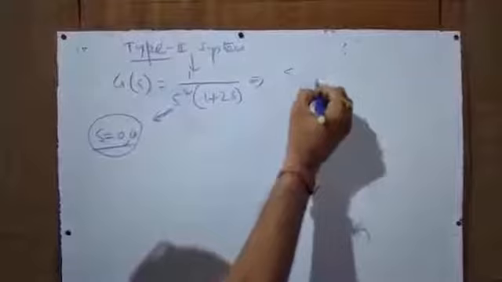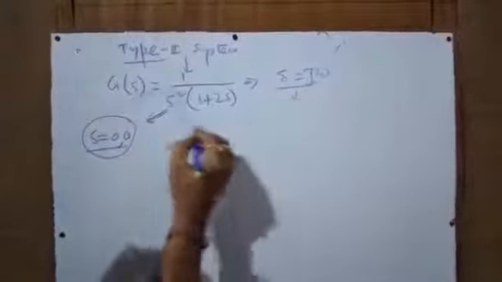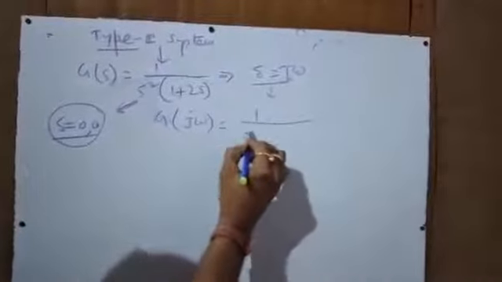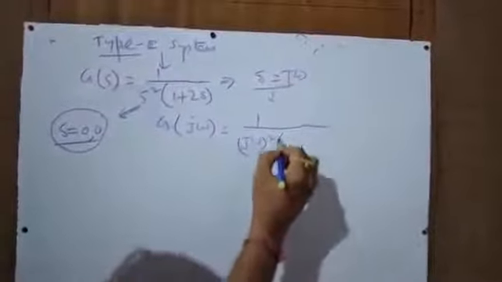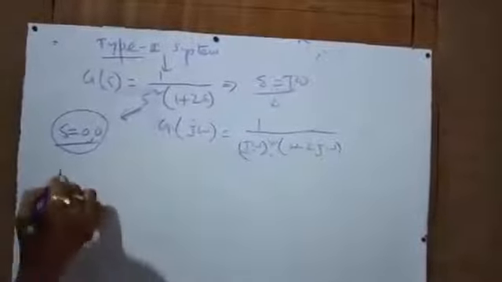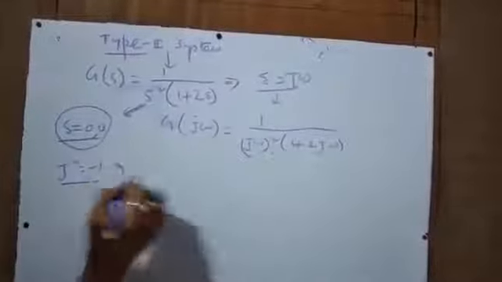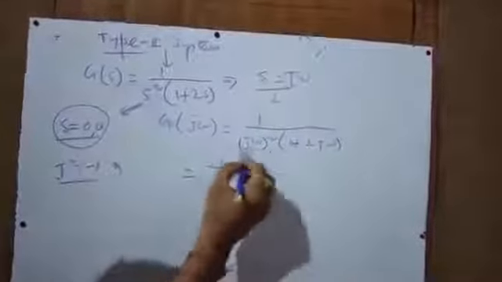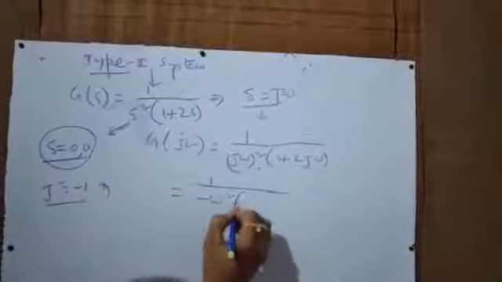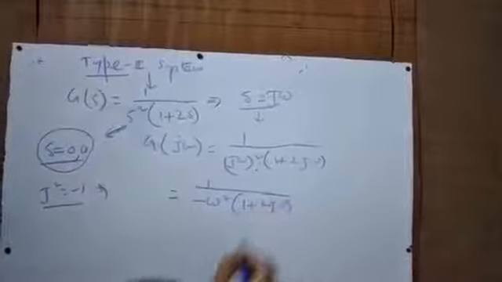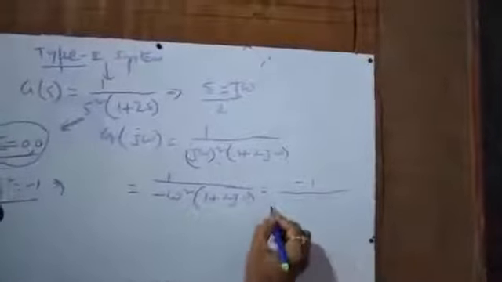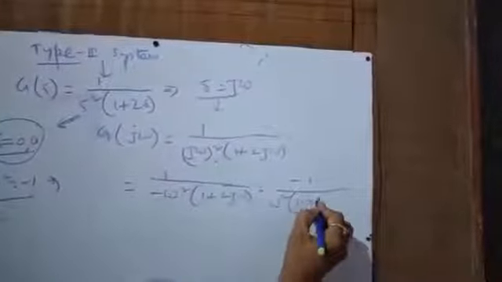That means put s equal to j omega, so the frequency domain transfer function G(j omega) will be equal to 1 by (j omega) square into (1 plus 2j omega). Now j square is equal to minus 1, so this is minus of 1 by omega square into (1 plus j 2 omega).